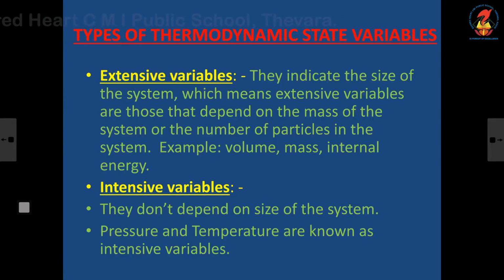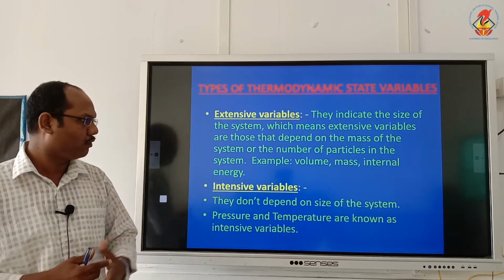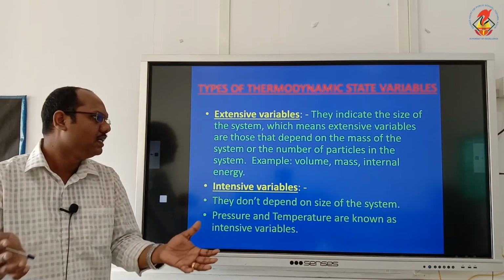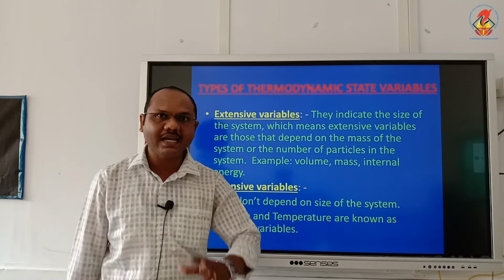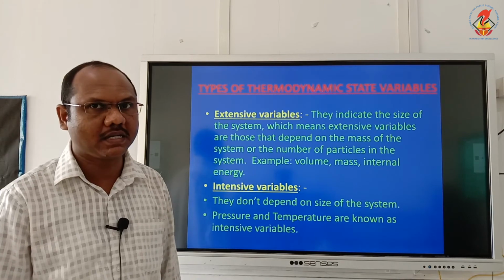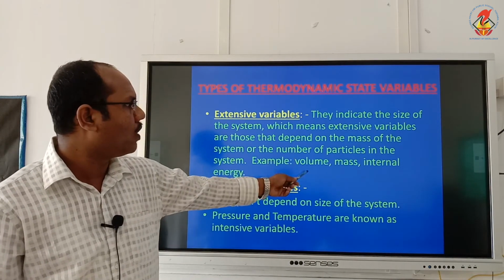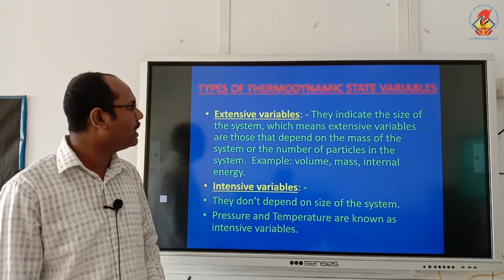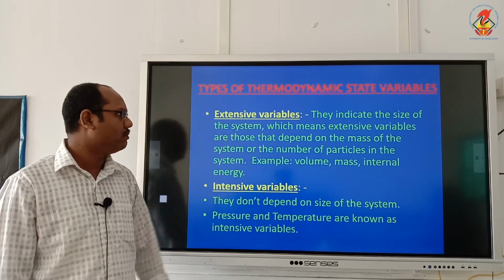Now, thermodynamic state variables are of 2 types, extensive variable and intensive variable. Extensive variables are those that depend on the mass of the system or the number of particles of the system. Mass and number of particles. That means it actually depends on the size of the system. Extensive. That is why I told mass and number of particles. Example, volume, mass, internal energy. They come under extensive variables.